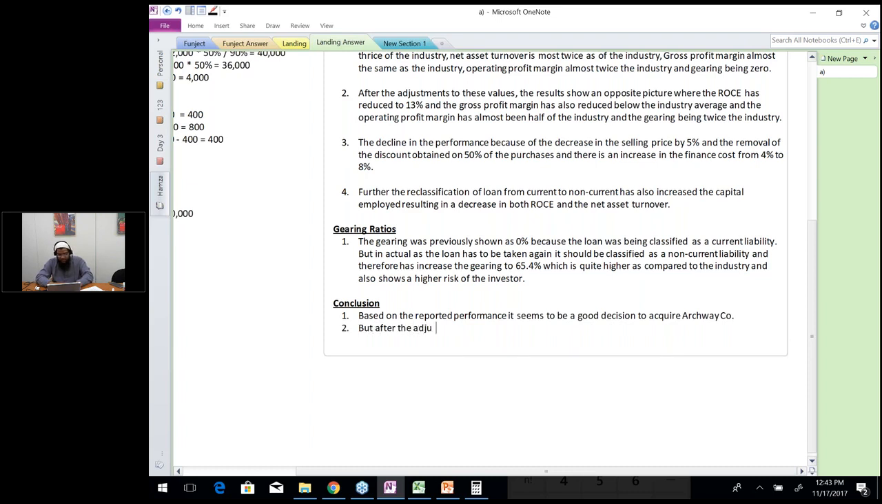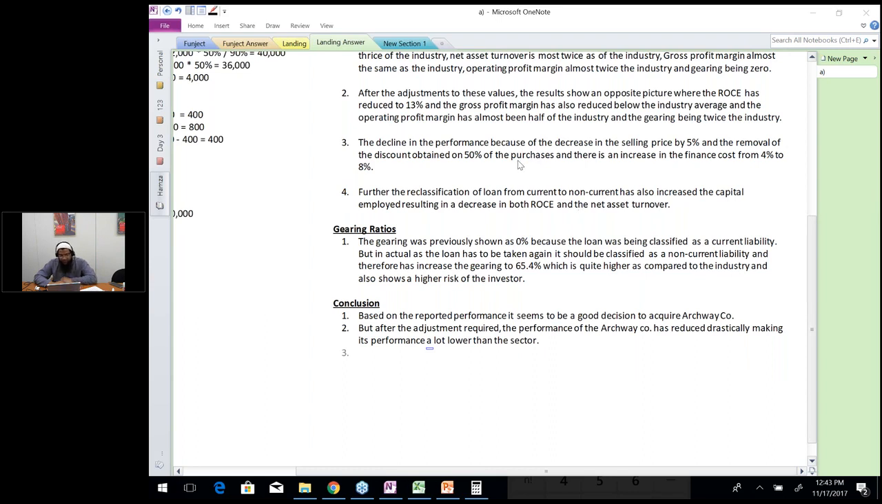But after the adjustments required, the performance of Archway Company has reduced drastically, making its performance a lot lower than the sector. So we are saying that looking at the performance shown, it seems to be good, but according to the adjustments, it is not. It does not seem to be good enough.